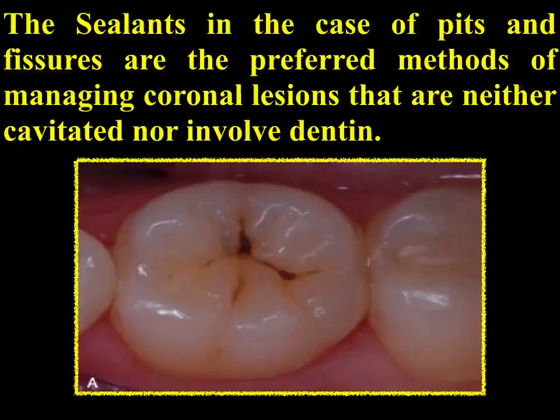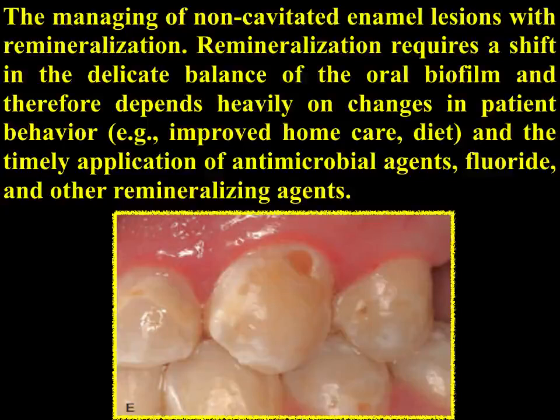Sealant in the case of pit and fissure is the preferred method of managing lesions that are neither cavitated nor involve dentine. Sealant is the scientific and typical treatment for initial caries, short of cavitation. The management of non-cavitated enamel lesions is with remineralization.